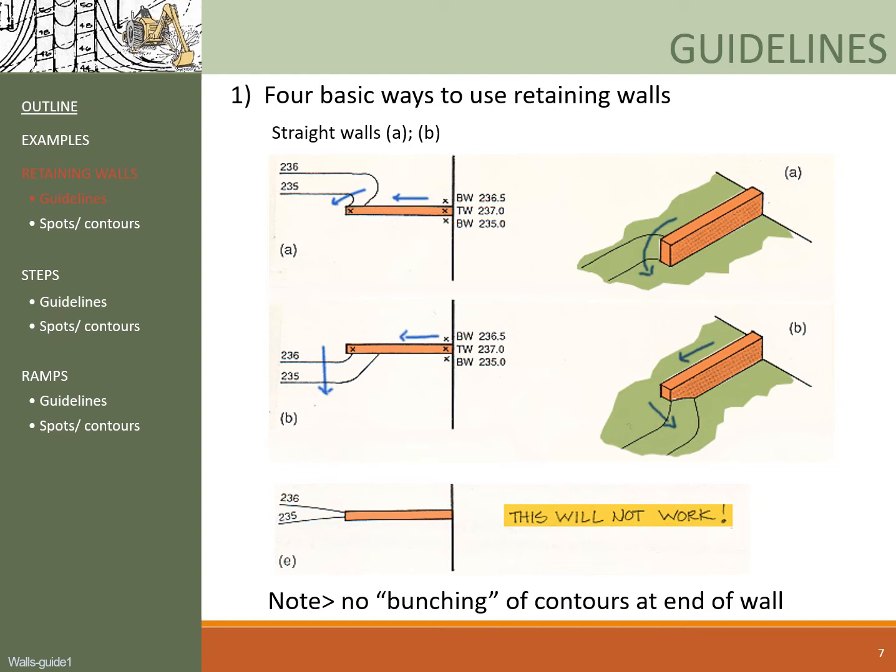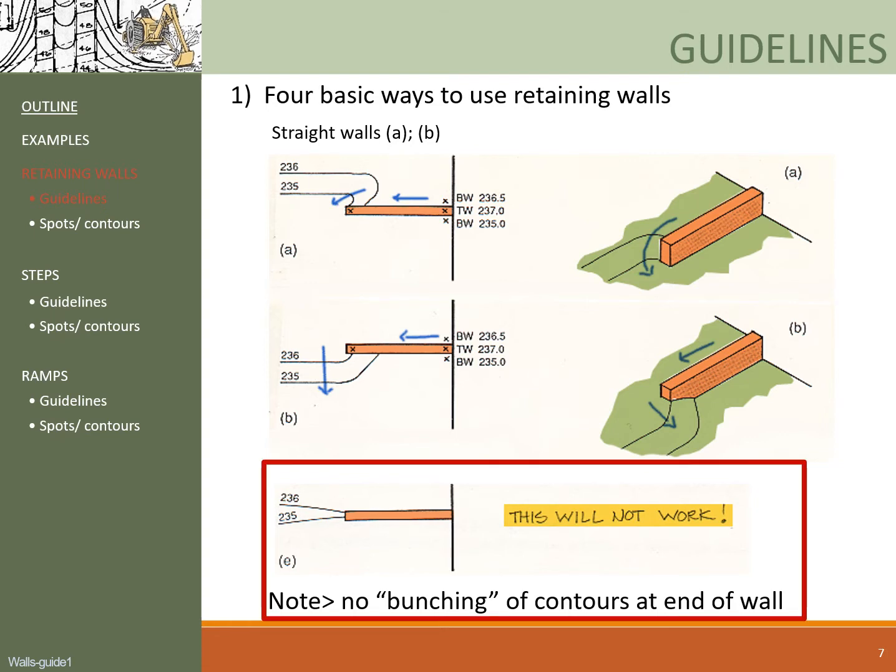So there are 4 basic ways to use retaining walls. The first 2 are 2 ways of using a straight wall. The key thing to notice here is that, shown below here, the bunching of contours at the end of the straight wall is not correct, simply because you should not use the short distance of the width of the wall at the end here to take up 1 foot of elevation difference.